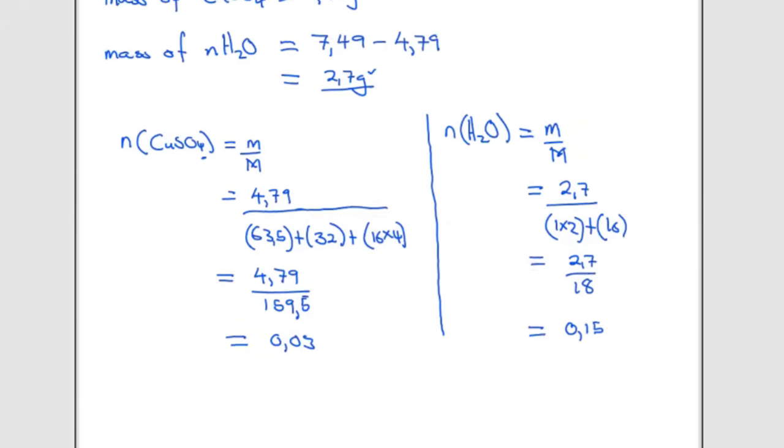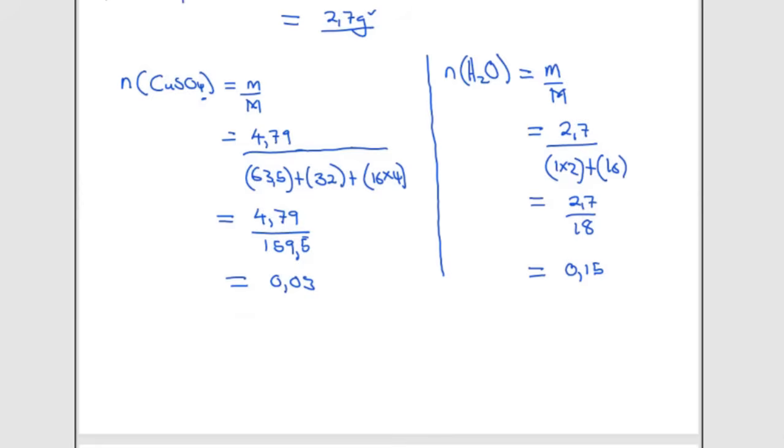So the next step that we are supposed to do is to divide by the least number. Comparing 0.03 with 0.15, my least number is 0.03. To divide a number by itself, you get a value of 1. Then if I say 0.15 divided by 0.03, I'm going to get a value of 5. Therefore, I can conclude that n is equivalent to 5, so this is the 5 that I was looking for. That's how we go about it.